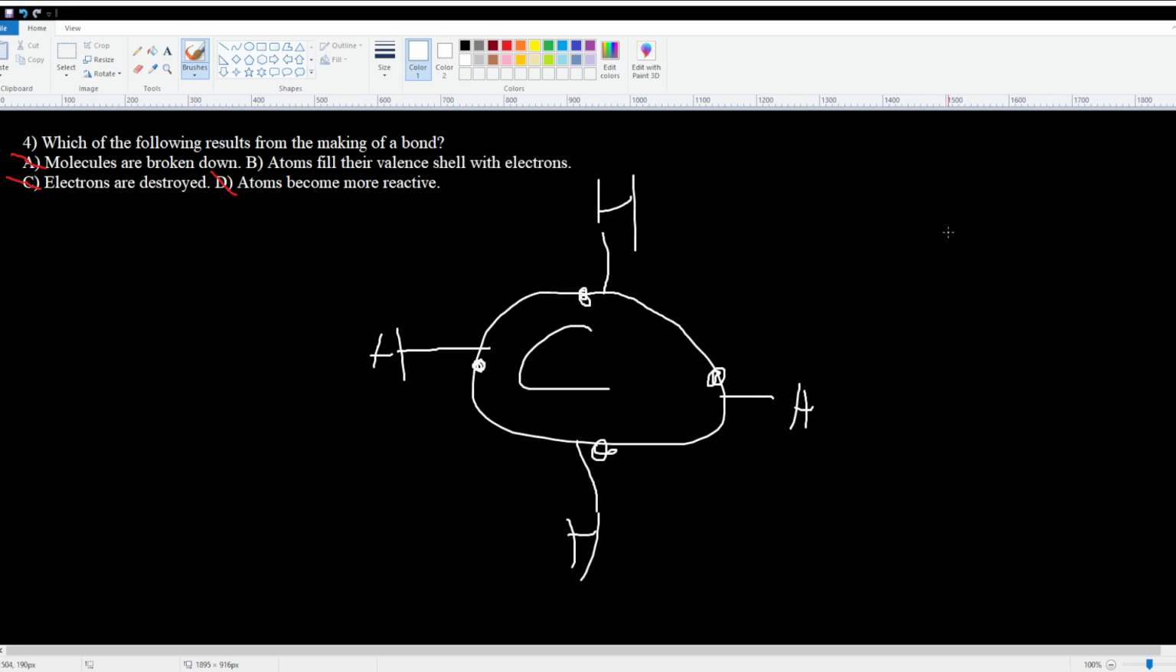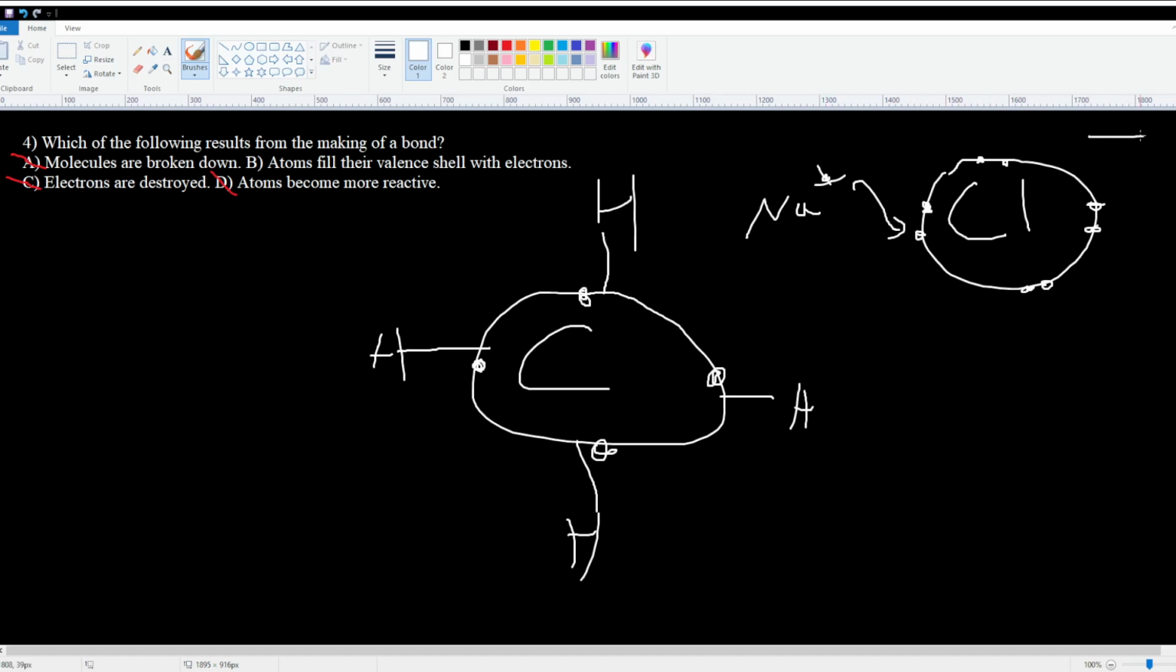Same case with something like sodium and chlorine. If chlorine has a valence shell of 7, that means it has one unoccupied space within its shell. So sodium is going to donate its 1, which makes a full shell for chlorine, making it an anion, and a full shell for sodium, making it a cation. So what we're doing when we're making bonds is filling the valence shell with electrons. So the answer is B.